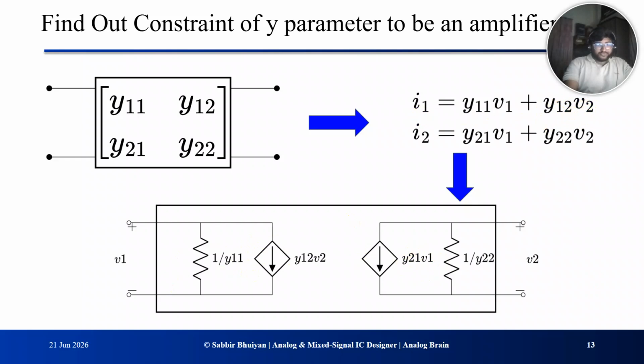So each port gets an admittance, Y11 and Y22, and there are two voltage-controlled current sources: Y21 V1 at port 2 controlled by V1, and Y12 V2 at port 1 controlled by V2. So this is just a standard two-port Y parameter equivalent circuit drawn straight from the equations. Having the circuit picture in front of us is what lets the next several slides reason physically, port by port, about what each parameter is actually doing.